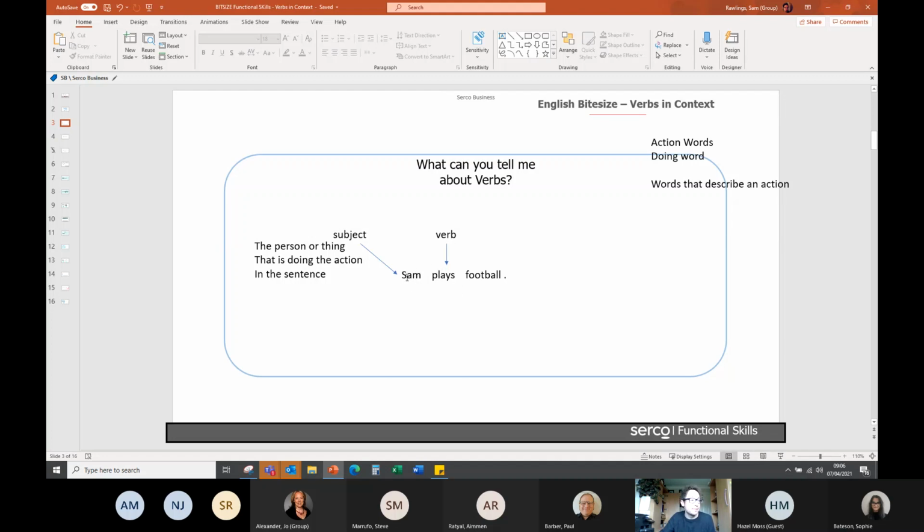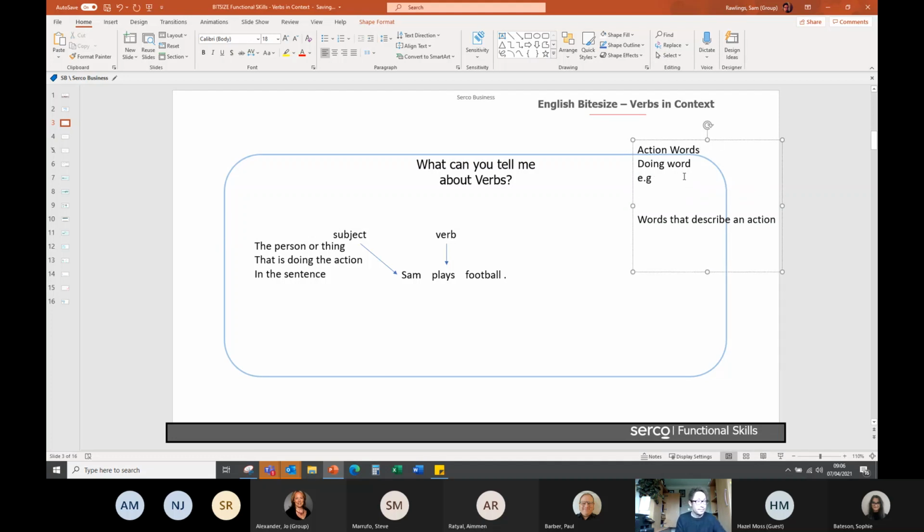These are the two things we're going to be looking at most in this session: the way that subjects and verbs work together. We've said verbs are action words, so we can put a few examples up here. Run, jump, eat, for example. They're all different action words, but sometimes verbs can also be what we call being words.